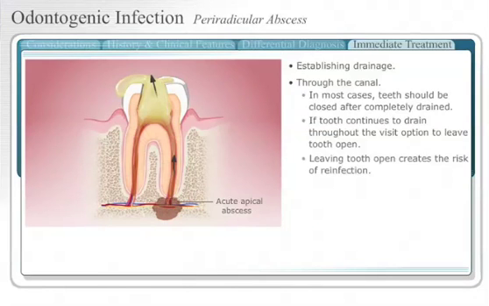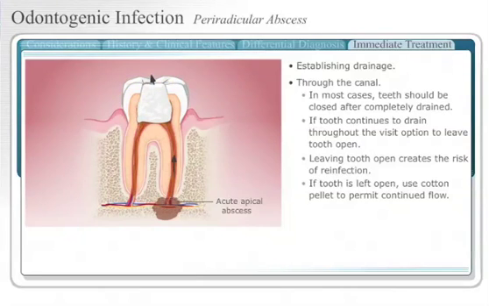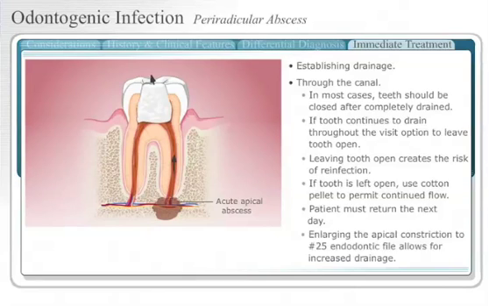Leaving a tooth open allows for drainage, but it is also the most direct way to allow for reinfection via the microbial flora. If the tooth is left open, the canal can be partially protected with a cotton pellet to permit continued flow. Patients must return for further treatment within the following 24 hours. The sooner the canal can be instrumented and closed, the more rapid the resolution. It has also been suggested that violating and enlarging the apical constriction to at least a size 25 endodontic file will assist in drainage through the tooth.